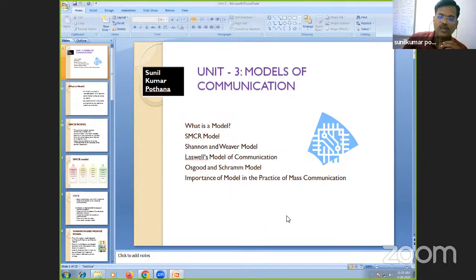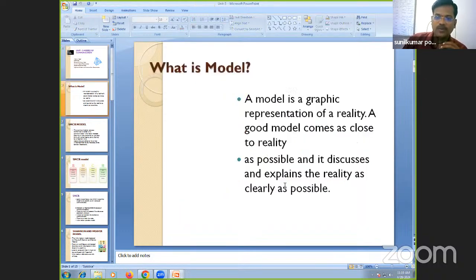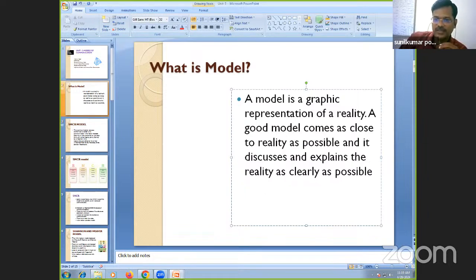Right. What is a model? A model is some example of how we have to behave. A model is a graphic representation of reality. A good model comes as close to reality. It means what we have to do, how we have to behave with others. We follow some elders on how to behave with others. In the same way, there are models in communication also. It explains the reality as clearly as possible. The meaning is very clear here.